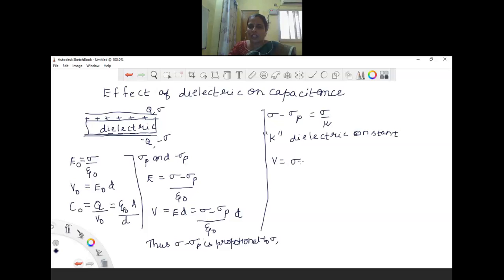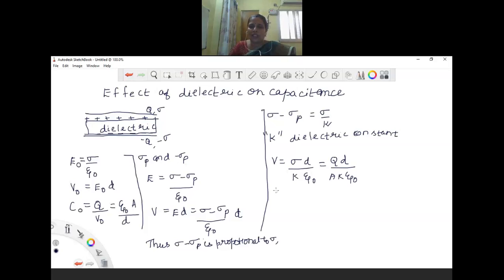So what will you get now? Sigma D divided by, actually sigma minus sigma p is sigma by K, into epsilon naught. And we know that sigma be the surface charge density. So can we write it as sigma as Q by A? Yes. So Q D divided by A K epsilon naught. This is our potential difference.